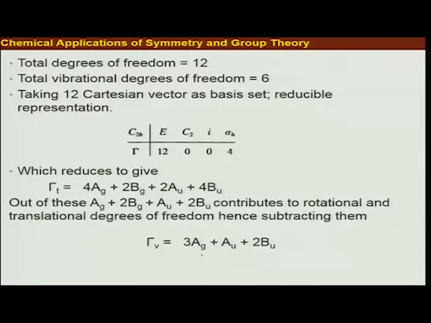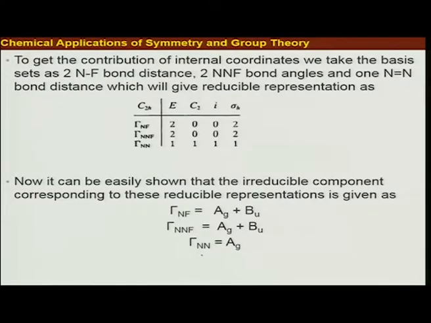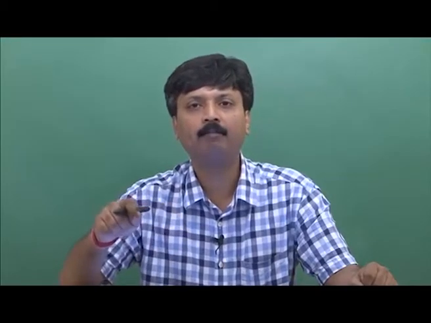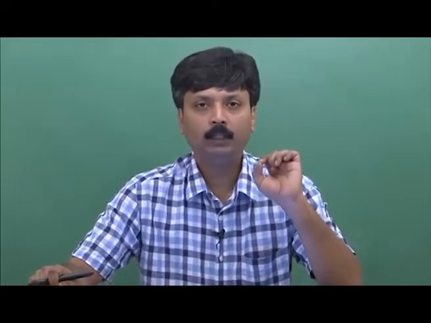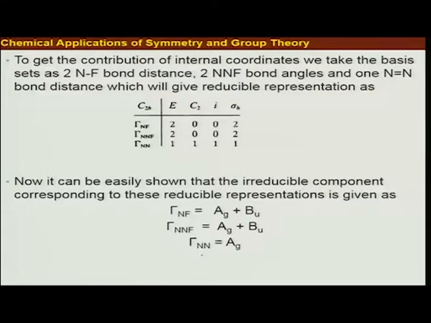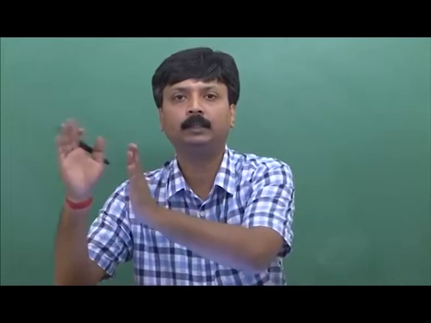Once we had figured that out, we used the internal coordinates. We could select any particular internal coordinates, such as the bond distances or the bond angles. So in this particular case we used the NN bond distances and the NNF bond angles to figure out, for example, a normal mode which deals with the motion of this NF bond, and they belong to these symmetries.